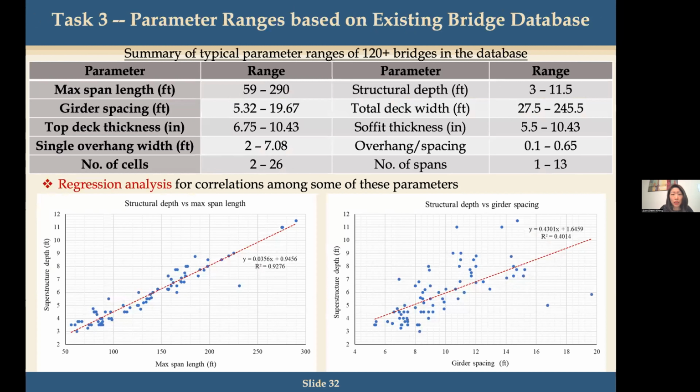So in the beginning of this task, we collected the 120-plus bridges in the Caltrans database across California and looked at the correlation between some of these parameters. Not all of them are possible, since the cases depend on their own scenario. So we looked at those ranges of the parameters: the span length, the girder spacing, the deck thickness, the overhang, and the number of box girder cells, and came up with as much regression analysis as possible. But some of these were not feasible due to the interference of some of the parameters.